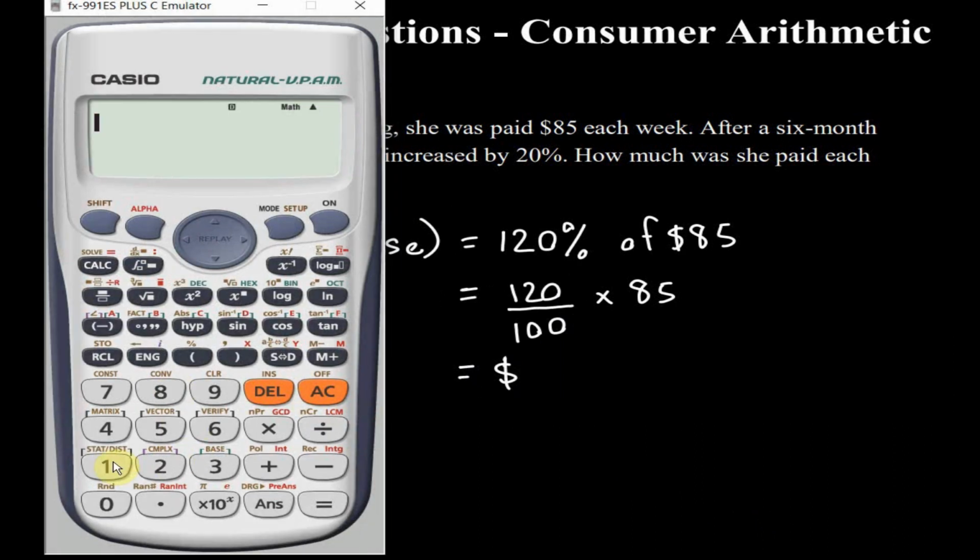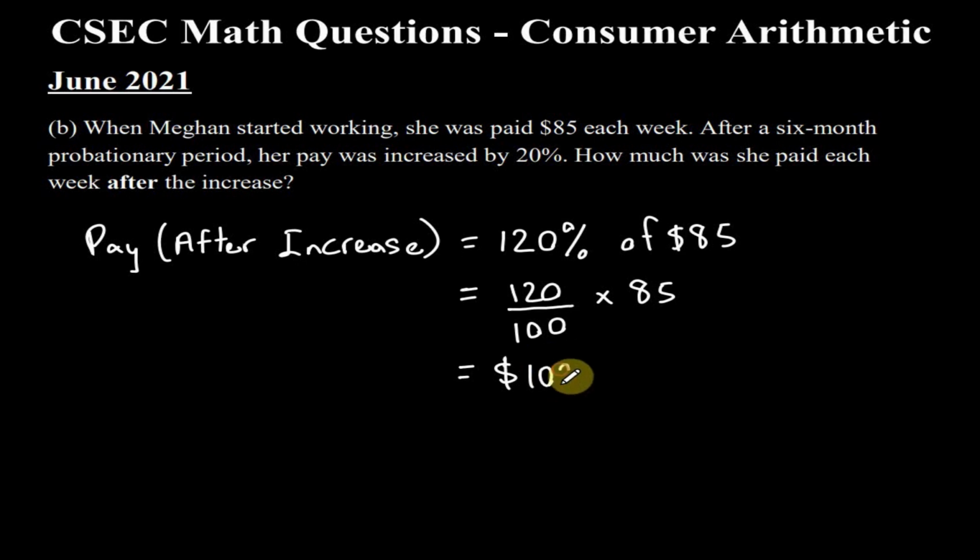And again, I'll use my calculator to aid me. So it's 120 times 85 divided by 100. And I'm getting $102 here. So her new salary after the increase would have been $102.